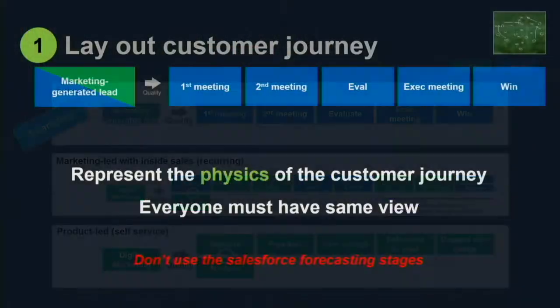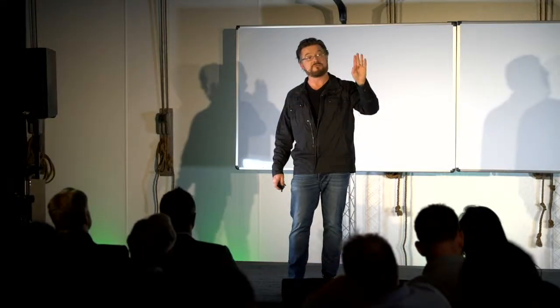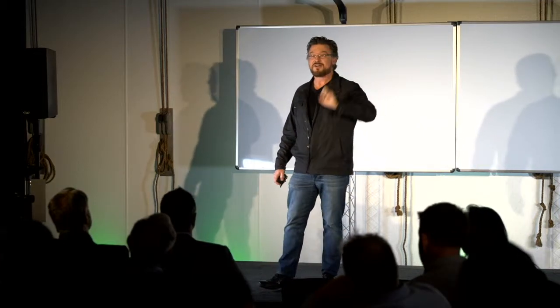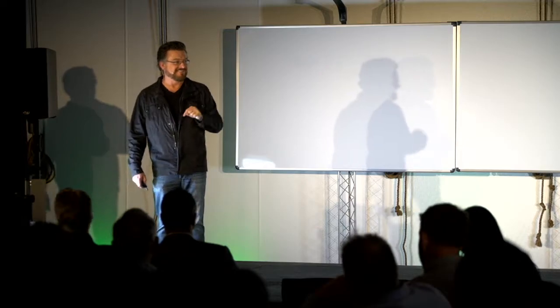But there's a really important part of this to get right that is a common mistake, which is the journey has to represent the actual physics of your customer journey, not the stages that Salesforce.com comes pre-programmed with for forecasting. How many of you use the 7 stages that Salesforce comes with that are 20%, 40%, 50%, 70%, 80%, 100% forecast? That's not this.